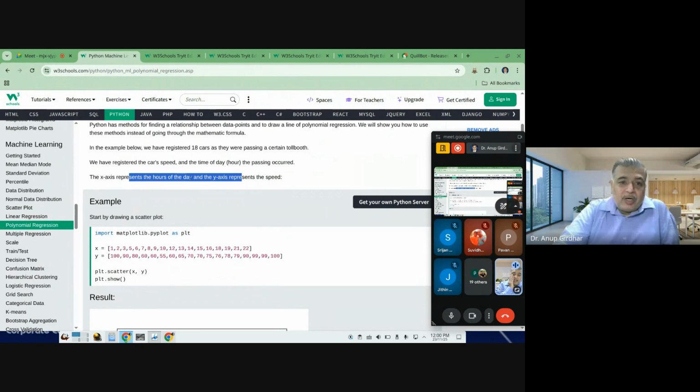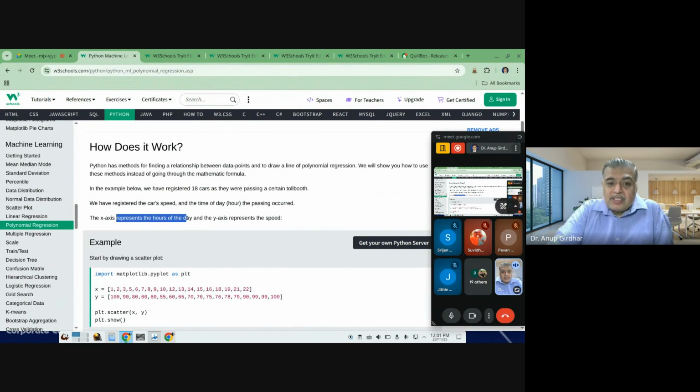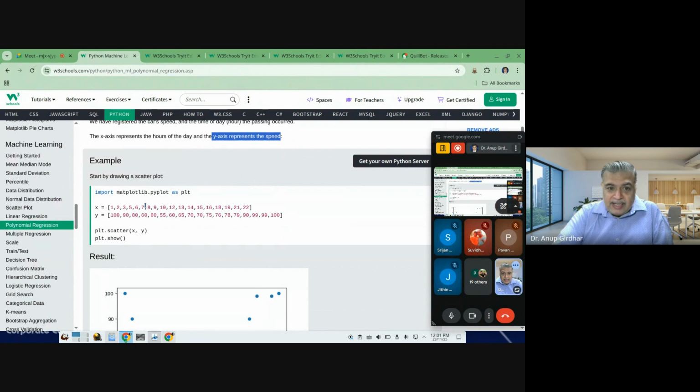So we have x coordinates and y coordinates. On the x-axis it represents the hours of the day, on the basis of hours 0 to 24. At what time which car passed. The y-axis represents the speed. Now, on which hour what would be the speed is generally unpredictable. But is there any pattern over there? To identify that level of pattern, we use polynomial regression for this particular data set.